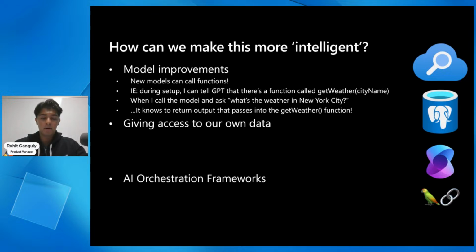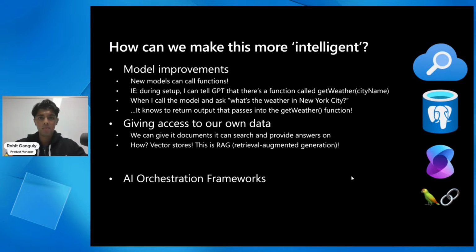The next way we can make our applications more intelligent is by giving access to our own data. We can give it documents, for example, that it can search and provide answers on. The way that we would do this is through vector stores. Remember that models speak vectors, vector embeddings. This is how they understand the language that we provide. So when we provide our own documents, we can use a vector store to translate it to the language that the AI will understand.